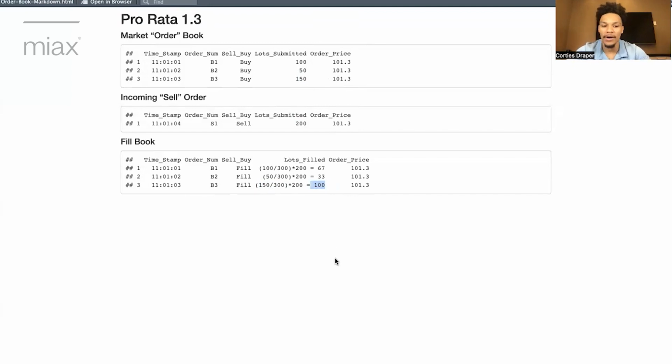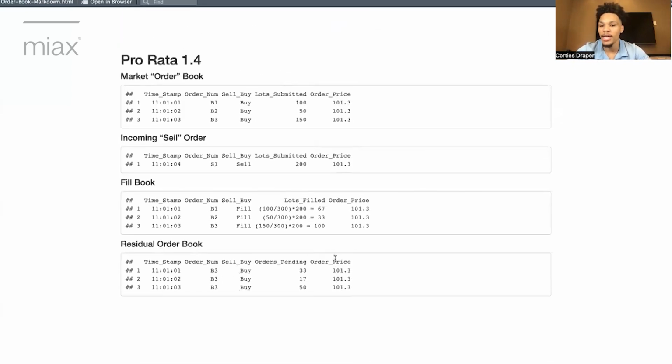As we look at the residual order book, it's not just one order left over of 100. It is now split up, still equaling 100, but over the 3 market orders that were initially put into the market. So now we have a residual order book of 33, 17, and 50, which still equals 100. And we have a fill book of 67, 33, and 100, which still equals 200.